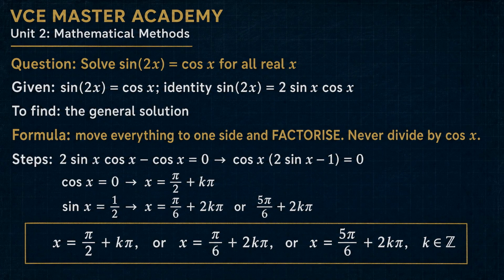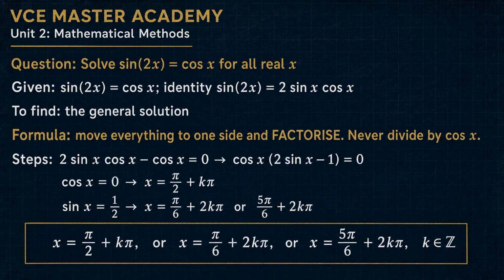Example 8. Our second 8R question. It hides a trap. Solve. Sine of 2x equals cos x. Use the identity. Sine of 2x is 2 sine x cos x. So 2 sine x cos x equals cos x. Now, the trap. Do not divide both sides by cos x. If cos x is 0, you just divided by 0. Worse, you threw away every solution where cos x is 0. Whole families, gone.